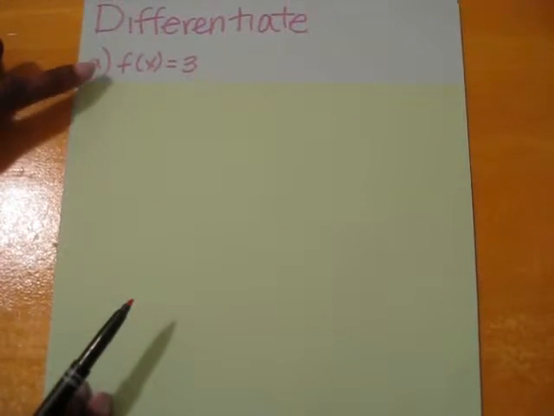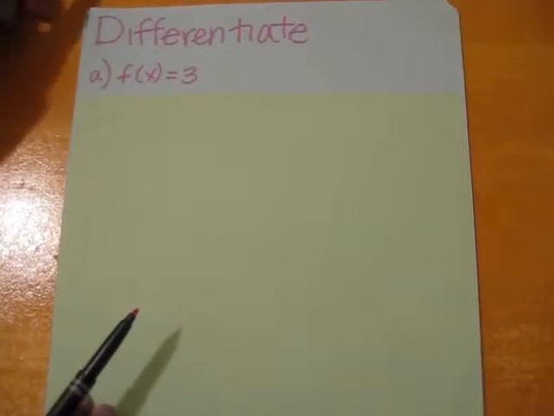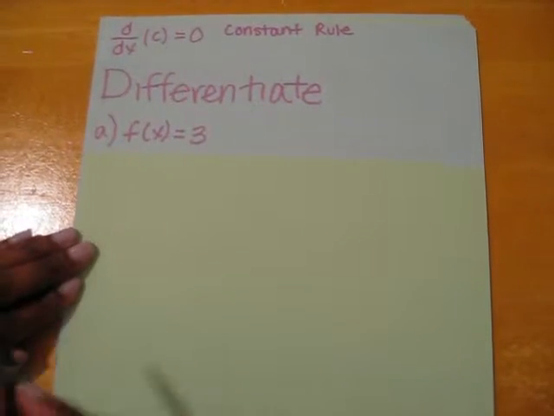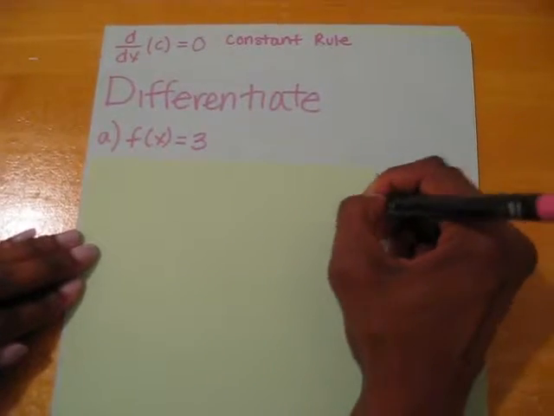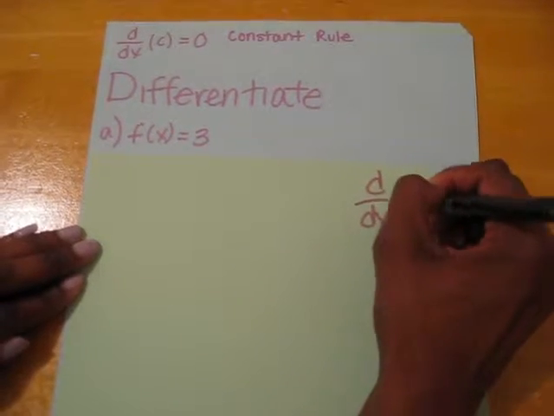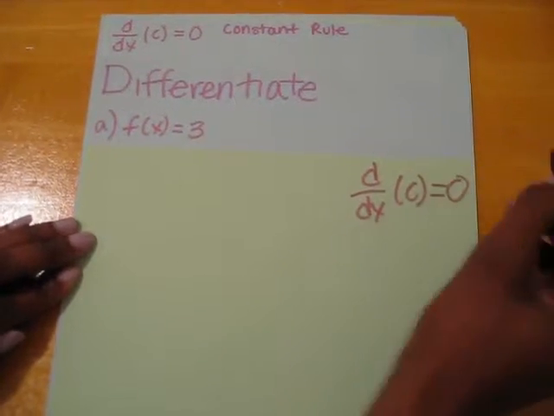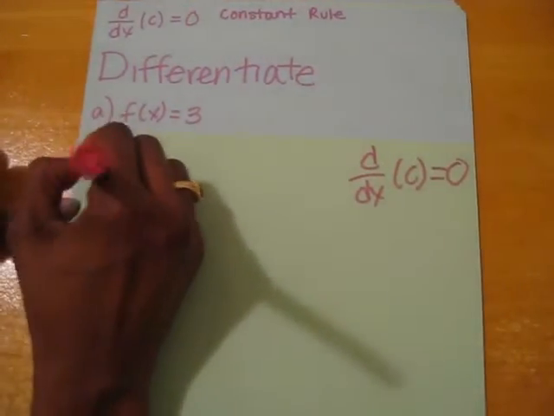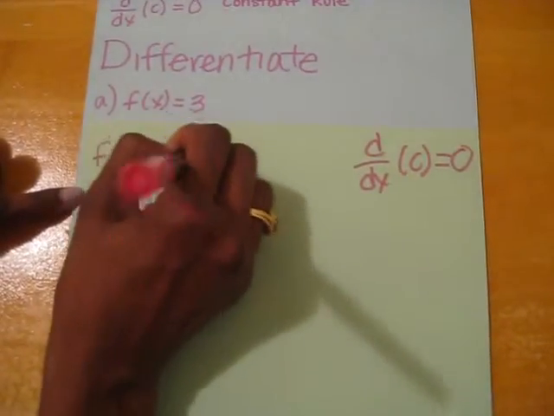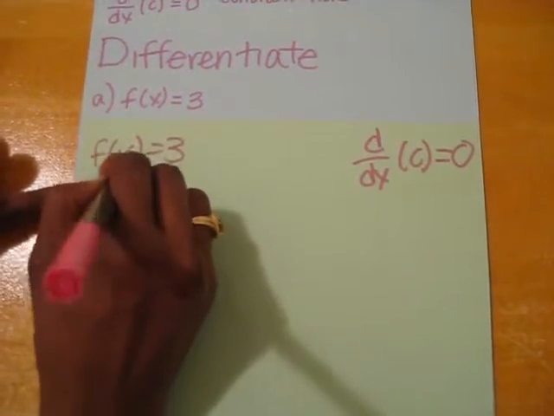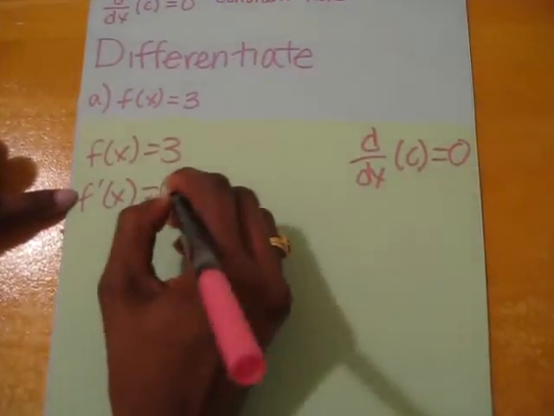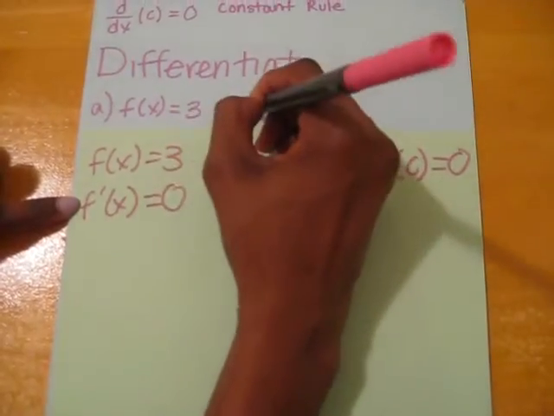For the first function, we have f of x equals 3. The rule for that is the constant rule, which states that the derivative of a constant is simply 0. So for A, f of x equals 3, well, f prime of x, which is notation for derivative, is just 0. So let's add that in.